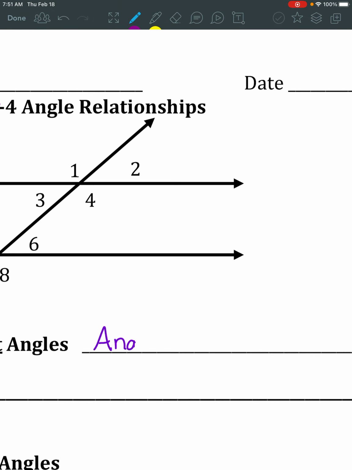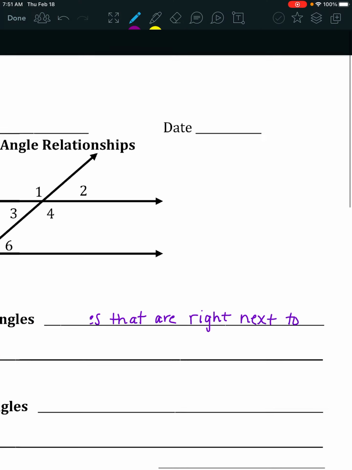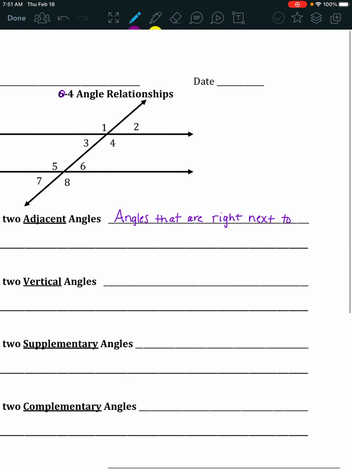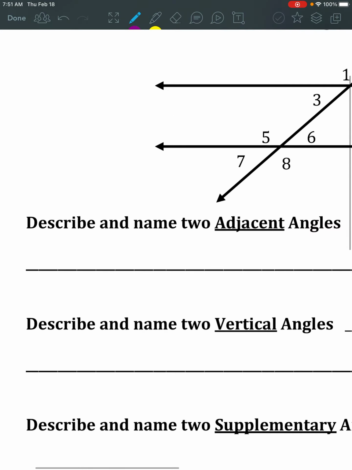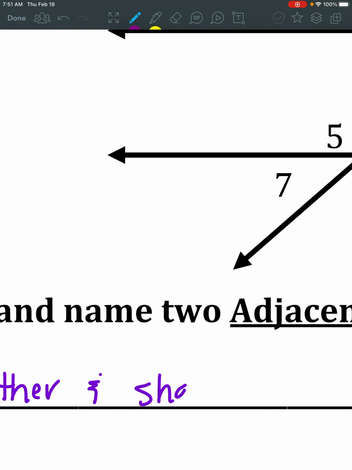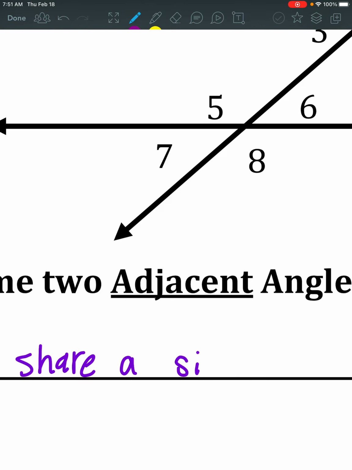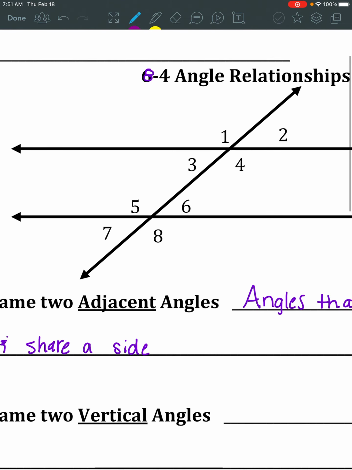So angles that are right next to each other, and we're going to say they share, we call it a ray, it's a side. So angles that are right next to each other and share a side. So for example, there's a lot of examples in the picture above of adjacent angles.